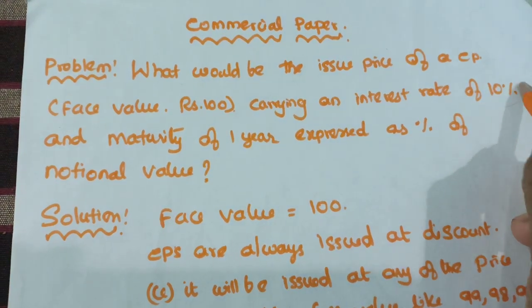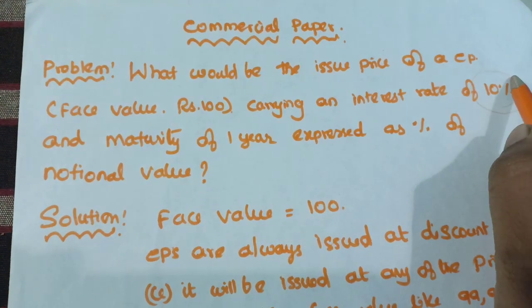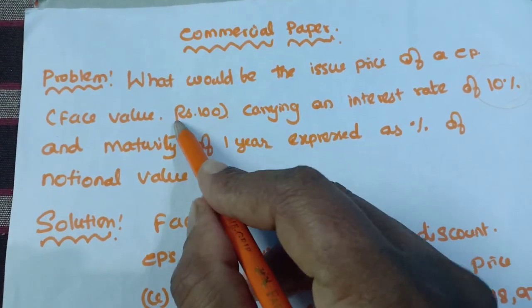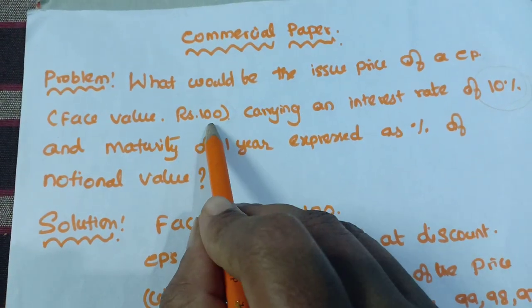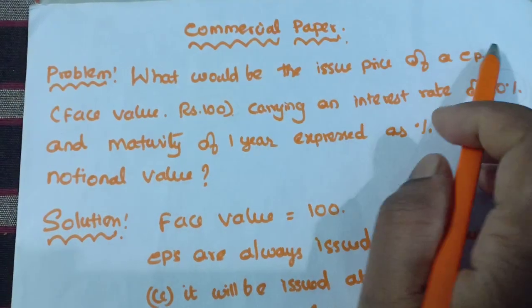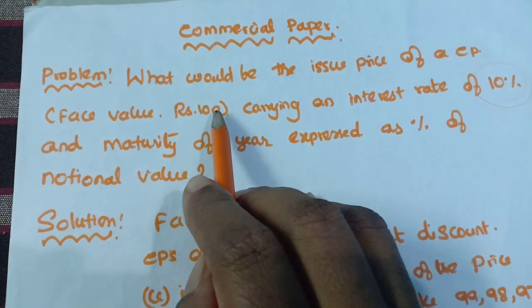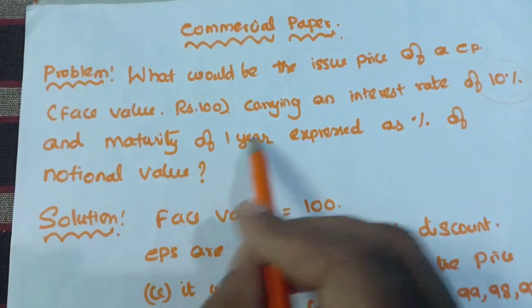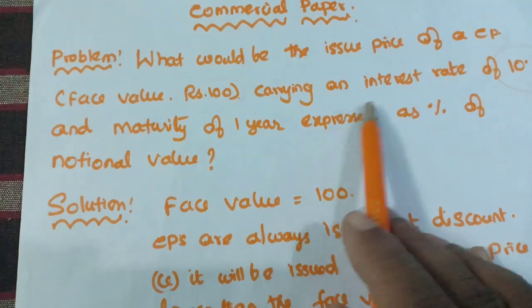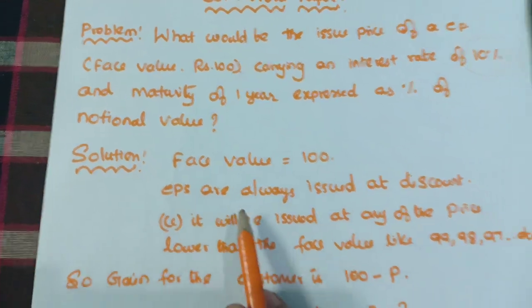It has an interest rate of 10%. The face value of the commercial paper is rupees 100. Here it is mentioned as rupees 100, but even if it is not mentioned, the face value of the commercial paper is 100. Maturity period is 1 year. So now we are going to the solution.